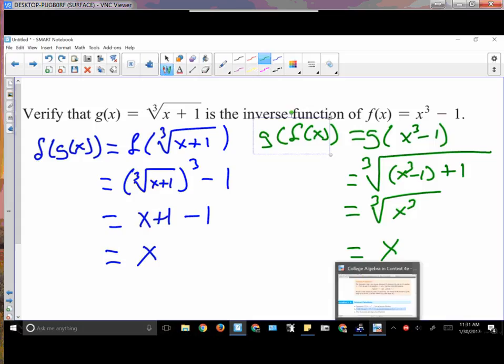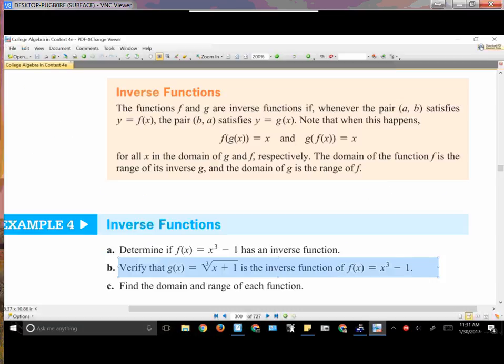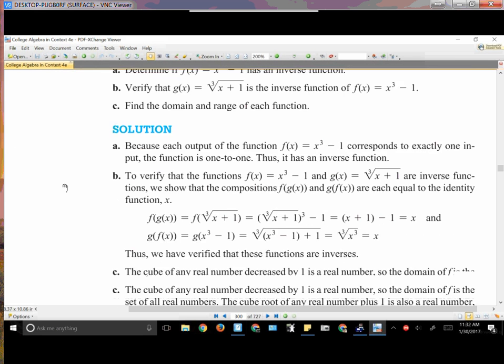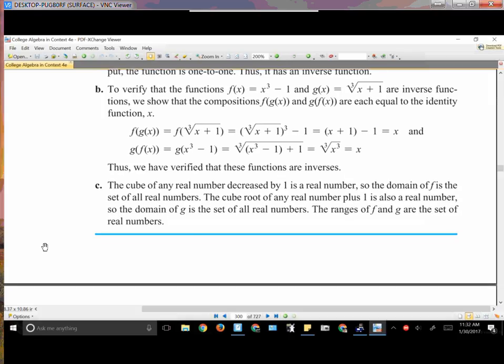So, find the domain and range of each function. Okay. Now, here's where it gets a little on the trickier side. Okay. So it says the cube root of any real number decreased by 1 is a real number, so the domain of f is a set of all real numbers. Well, that makes sense. The cube root of any real number plus 1 is also a real number, so the domain of g is a set of all real numbers.